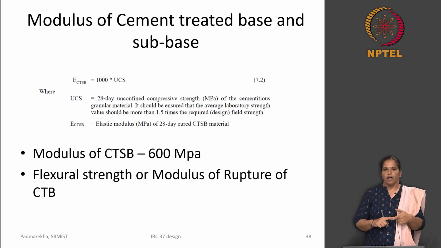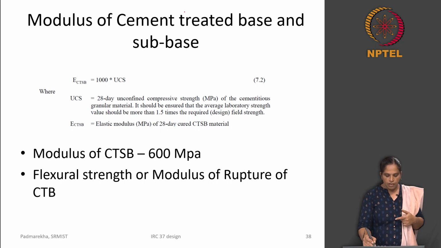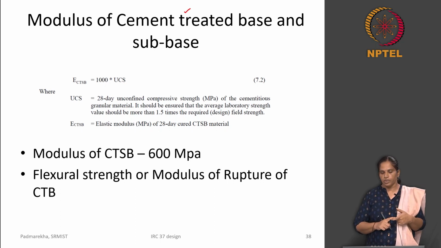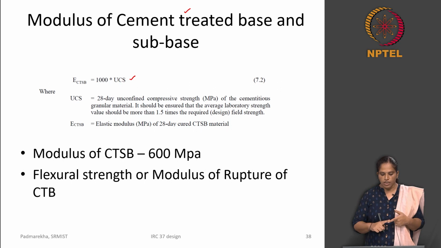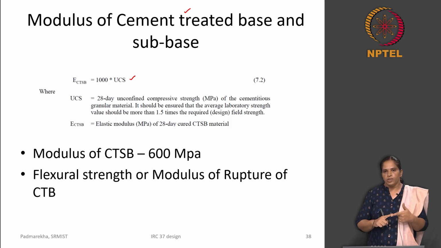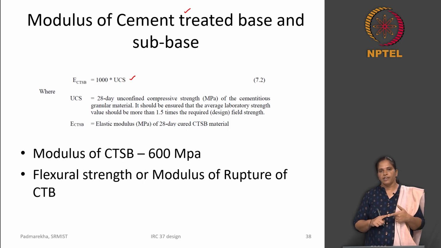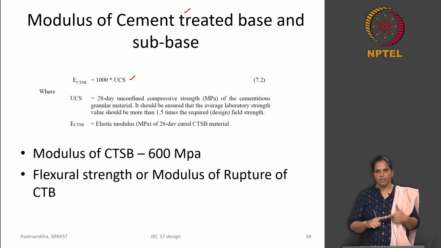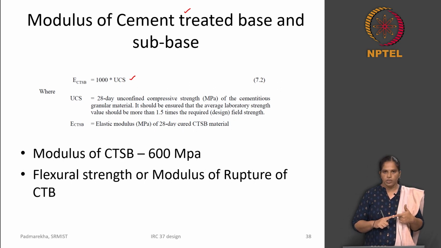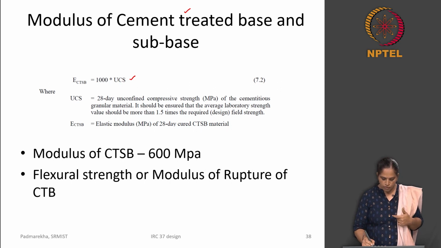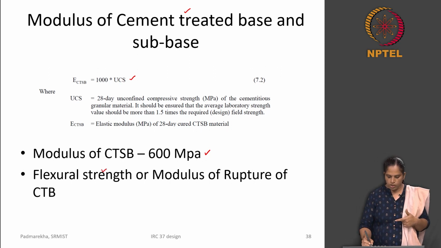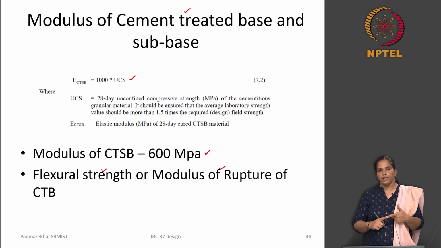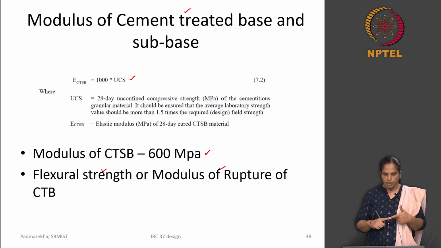So, if the base course or subbase course is cement treated, the elastic modulus of the cement treated base and subbase can be computed using this empirical equation, that is 1000 times the unconfined compressive strength of the cementitious material. When you compute using this equation, you may get a modulus in the range of 2000 to 6000 megapascal, but IRC restricts the modulus usage of cement treated subbase to a value of 600 megapascal. And we also need the flexural strength or modulus of rupture of cement treated base for the computation of cumulative damage in the cement treated base course.